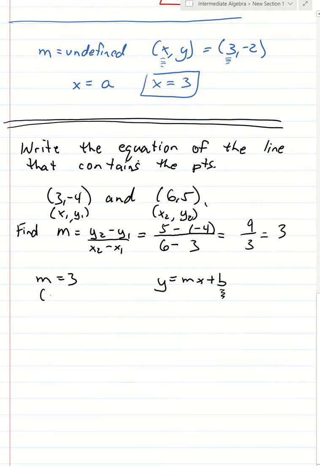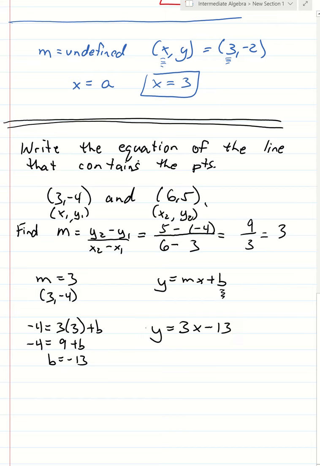Let's say we were to use the point of 3, negative 4. Okay? Let's plug in our slope and our x and y value, and let's see what we get for b. So y is negative 4 equals m, which is 3, times the x value, which is also 3, plus b. When we simplify, we get negative 4 equals 9 plus b, in which case b equals a negative 13. So we could write y equals 3x minus 13 as our answer.